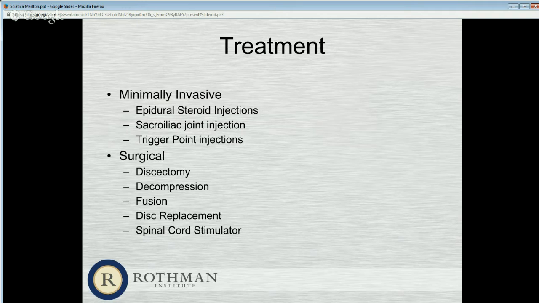So these are really the minimally invasive treatment options available for you. Then the final option, if the pain is unrelenting, you have weakness in your leg, you have bowel or bladder incontinence, you have to go see a surgeon at that point.